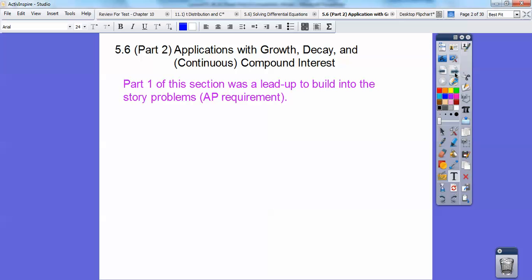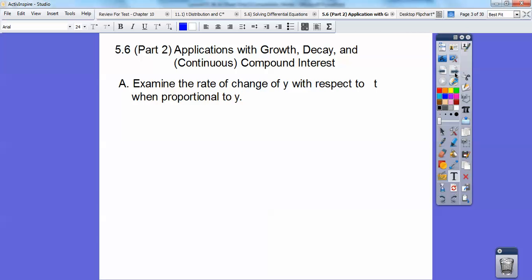Let's build this first, okay? The first part was a lead up to these story problems. So part one of section 5.6 was a lead up to these, you guys. So let's go ahead and build our exponential one.